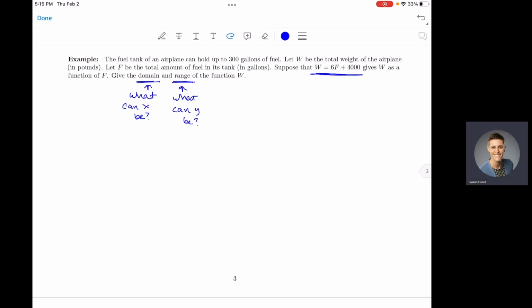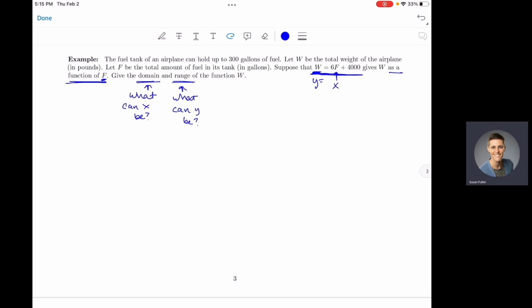So, W equals 6F plus 4,000 gives W as a function of F. Anytime you see the wording "as a function of F," that variable that comes at the end, that's your X value. That's what that wording means. And typically, Y is the variable that's by itself here. We typically write Y equals. So W is going to be our Y value, and F is going to be our X value here.